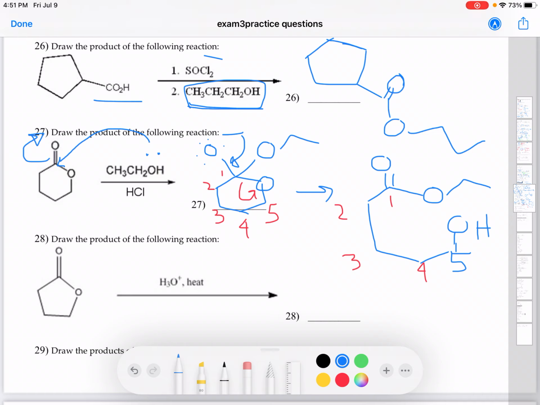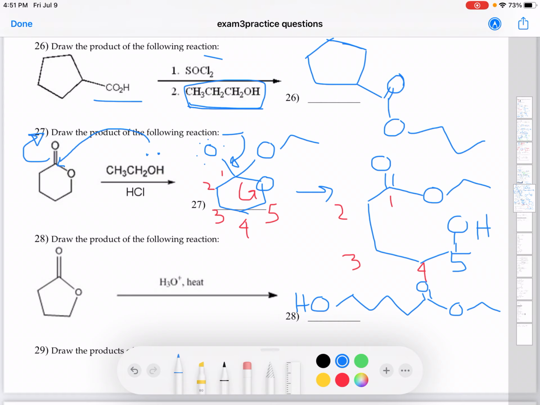This molecule over here you can redraw as OH, and then it has 5 carbons, 1 2 3 4 5, and then here you have the carbonyl group O, this one. So basically you have broken the ring and got your alcohol and ester. Okay, that is the answer for number 27.